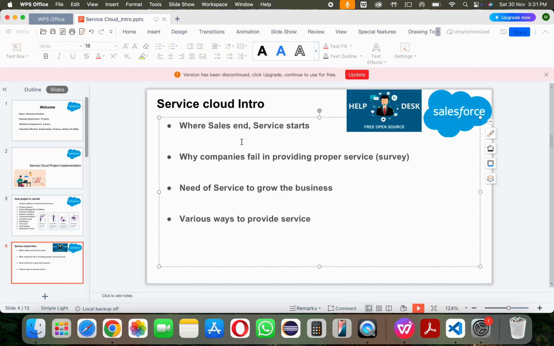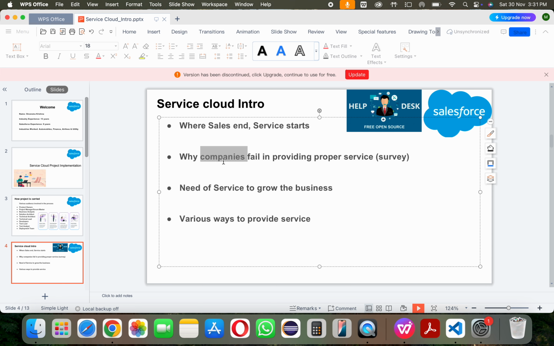After that, while you are selling, you will also tell them, okay, 3 years of warranty will be given, 1 year of free service will be given, all these kinds of promises you will be making. So why is service required? What are the different kinds of services you will be getting? Before doing that, let us see this statement: why companies fail in providing proper service.